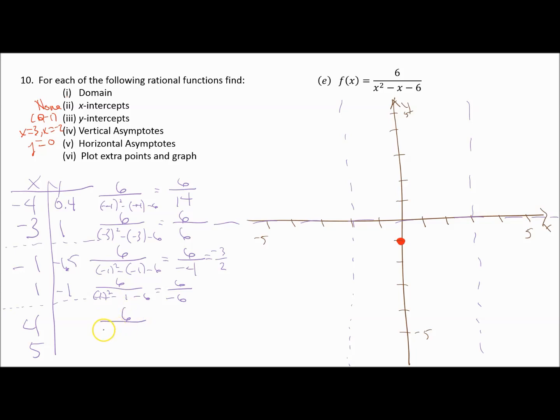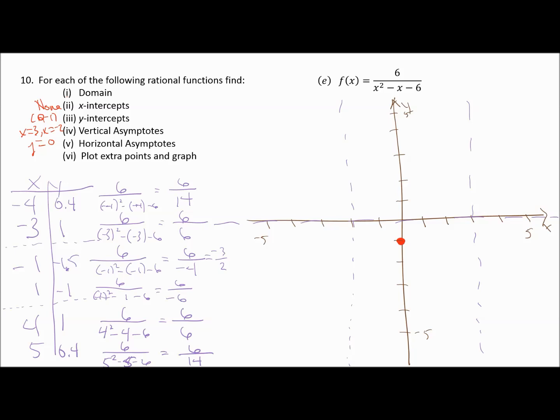So I have 6 divided by 4 squared minus 4 minus 6, which will give me 6 in the numerator. 4 squared is 16. 16 minus 4 is 12. 12 minus 6 is 6. 6 divided by 6 is 1. And then I plug in 5. That would be 6 over 5 squared minus 5 minus 6. So that would be 6 divided by 25 minus 5 is 20. Minus 6 more is 14. And then 6 divided by 14 is the same thing as it was earlier, 0.4.